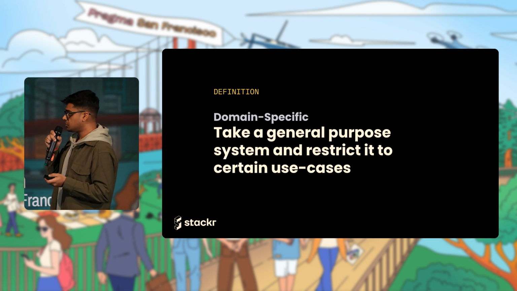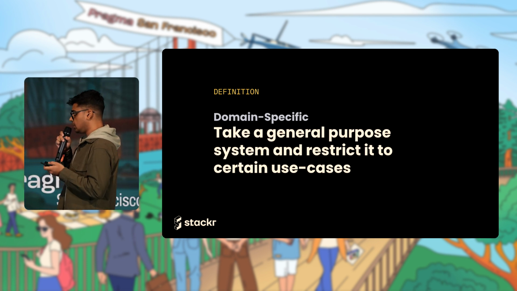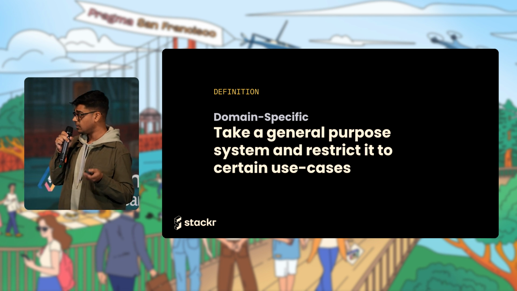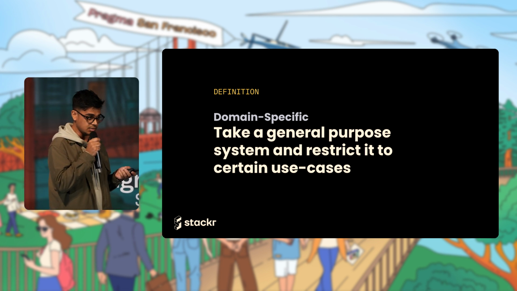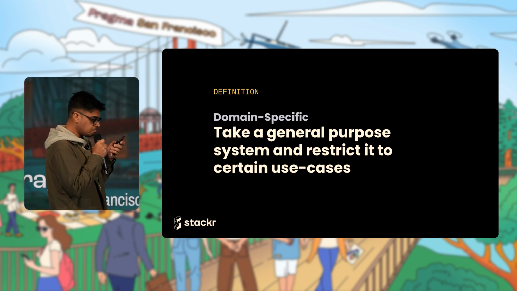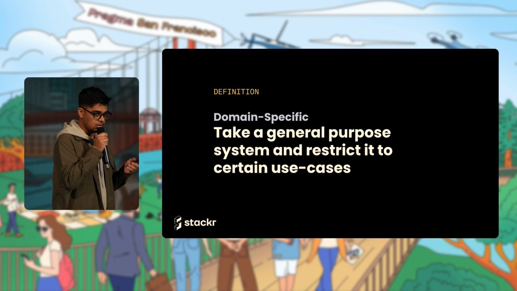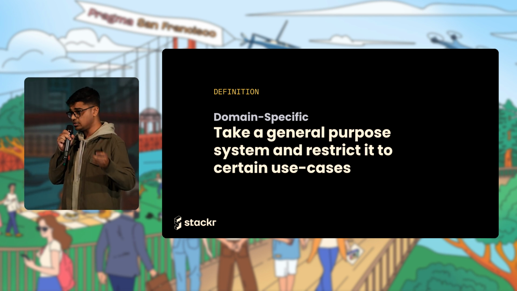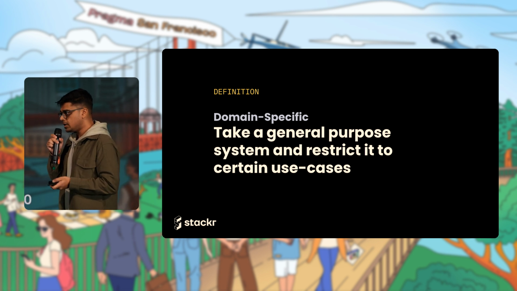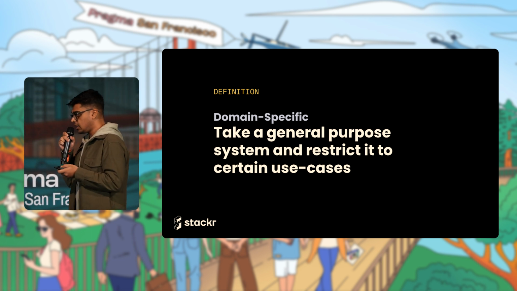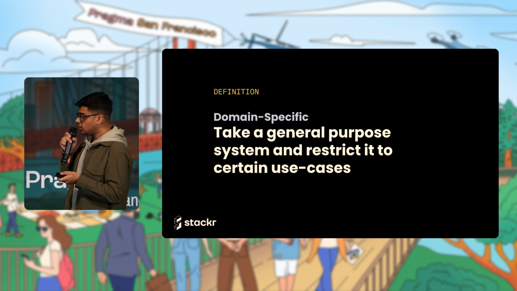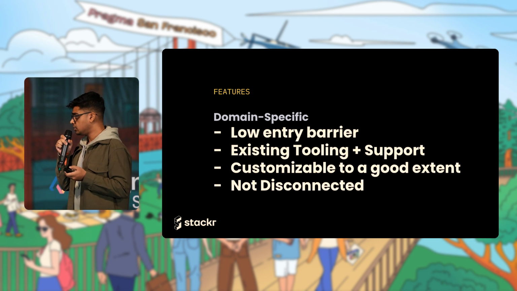So what's the definition? If we go about defining domain specificity, it's basically taking a general purpose system and restricting it to certain use cases. So it's not that you strip away all the important bits from it, you just customize it. There is a general purpose system, you modify some parts of it which are relevant to you, or something which can make things better, until you get to a good enough system.